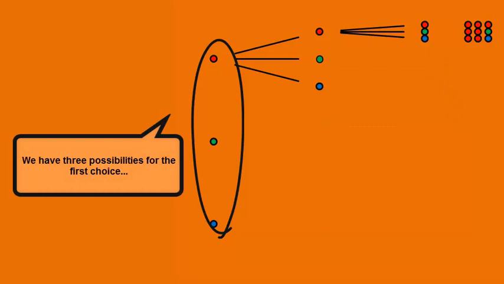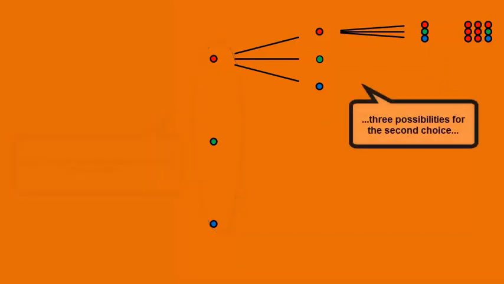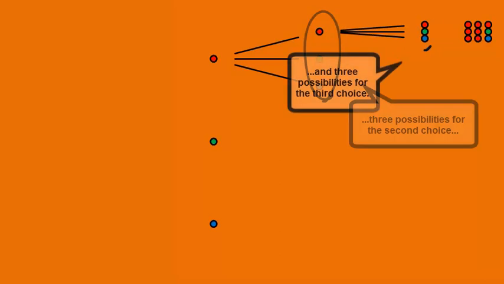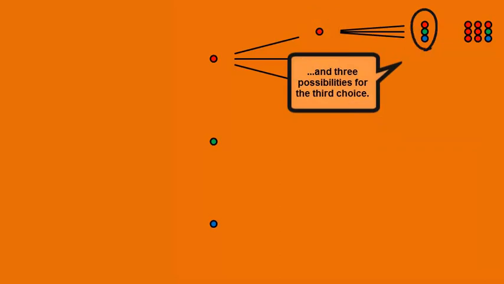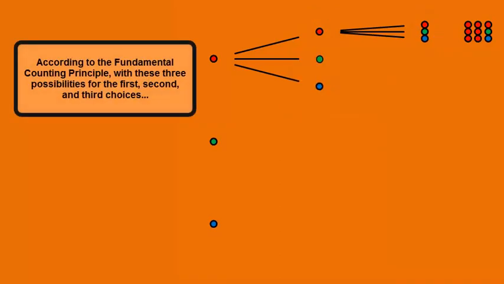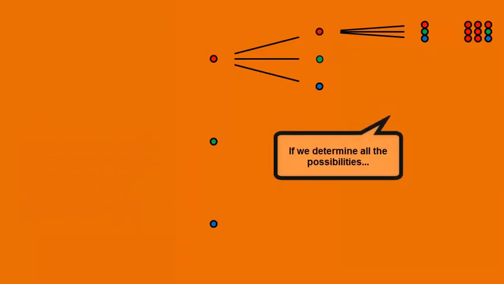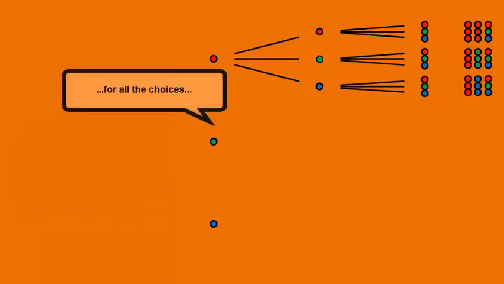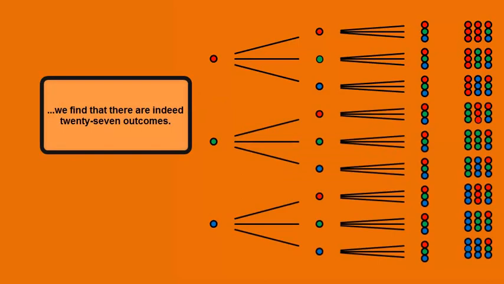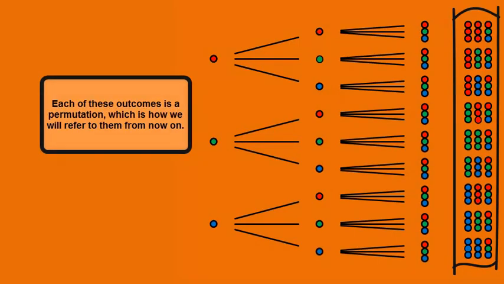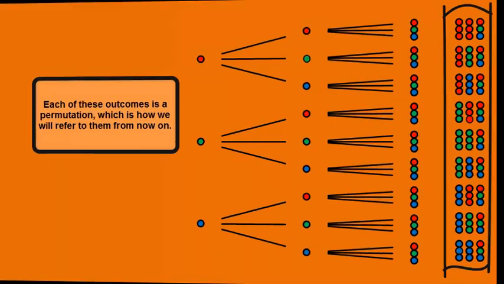We have 3 possibilities for the first choice, 3 possibilities for the second choice, and 3 possibilities for the third choice. According to the fundamental counting principle, with these 3 possibilities for the first, second, and third choices, we have 3 times 3 times 3 equals 27 possible outcomes. If we determine all the possibilities for all the choices, we find that there are indeed 27 outcomes. Each of these outcomes is a permutation, which is how we will refer to them from now on.